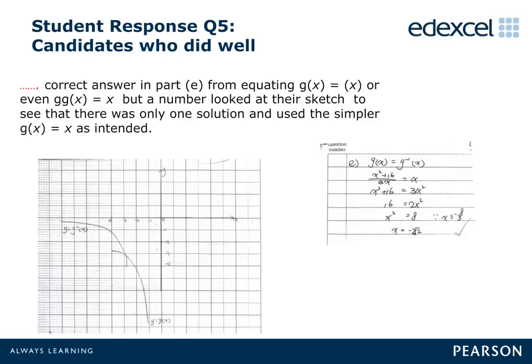Part C, the graph, D, and E are closely linked. The graph shows that there is only one root. This must lie on the line y equals x, so the most efficient way of answering part E was to solve the equation g(x) equals x. This was not apparent to some able students, so is a teaching point that should be considered.